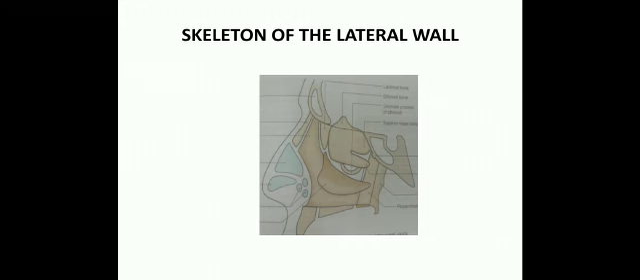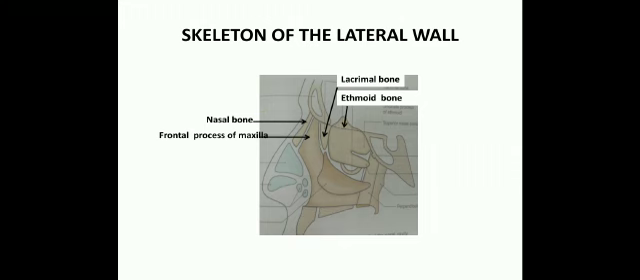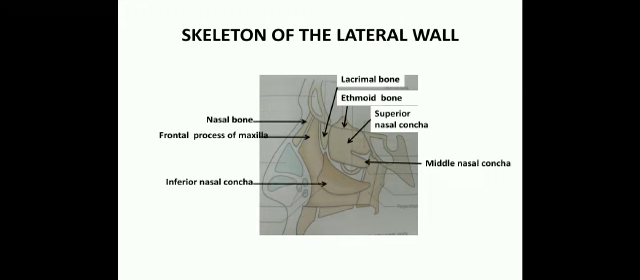The bony components include the nasal bone, the frontal process of maxilla, the lacrimal bone, the ethmoid bone with the superior nasal concha and the middle nasal concha, the inferior nasal concha made up of spongy bone only, the perpendicular plate of palatine bone together with its orbital and sphenoidal processes, and the medial pterygoid plate.